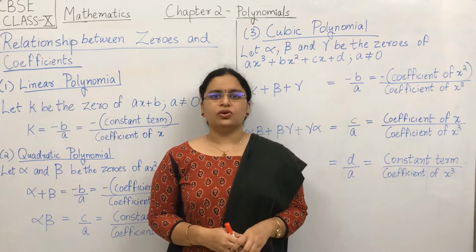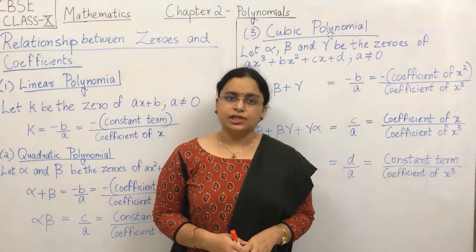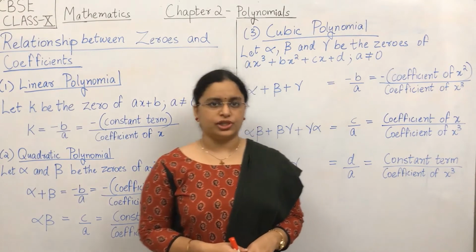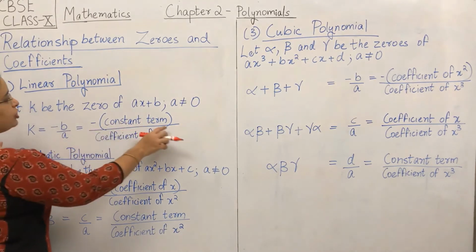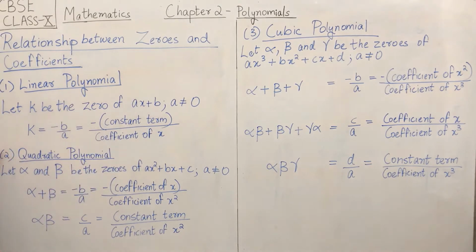Relationship between zeros and coefficients. Here, first case, linear polynomial. Let k be the zero of the linear polynomial ax plus b, where a not equal to 0. Then k equals minus b by a, that is, minus of the constant term divided by the coefficient of x, right? This is the first case.